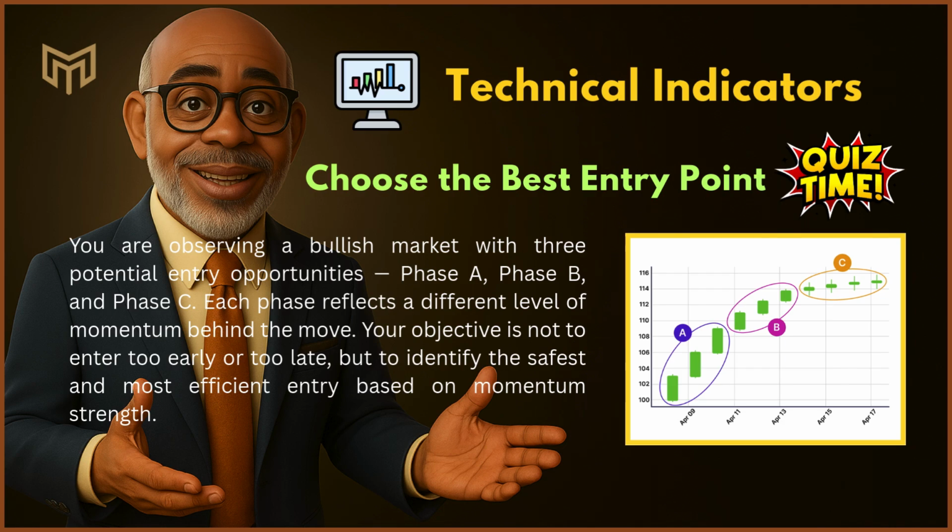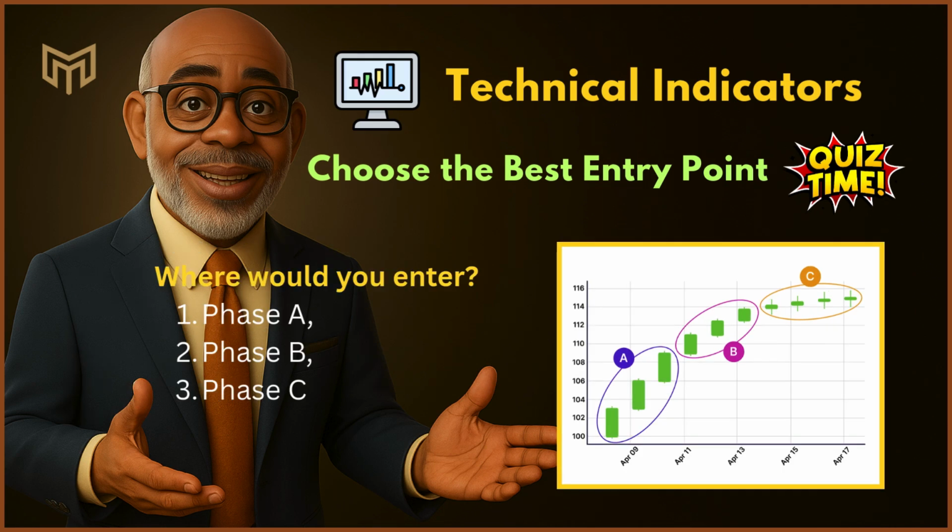Knowledge check. You are observing a bullish market with 3 potential entry opportunities: Phase A, Phase B, and Phase C. Each phase reflects a different level of momentum behind the move. Your objective is not to enter too early or too late, but to identify the safest and most efficient entry based on momentum strength. Where would you enter? Phase A, Phase B, or Phase C? You have 10 seconds to record your answer.